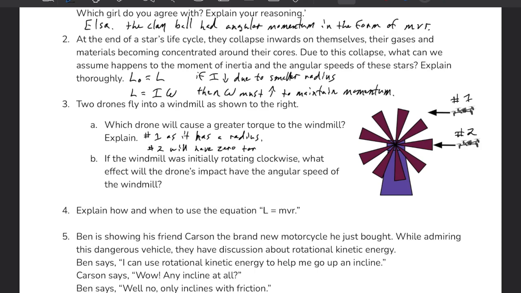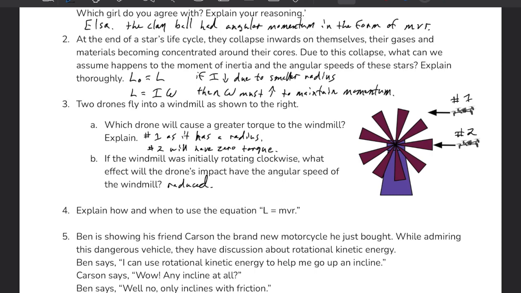If the windmill was initially rotating clockwise, what would be the effect of the drone's impact on the angular speed of the windmill? Number 2, it's not going to have any effect. Number 1, it's going to slow it down. It's going to cause a negative angular acceleration.